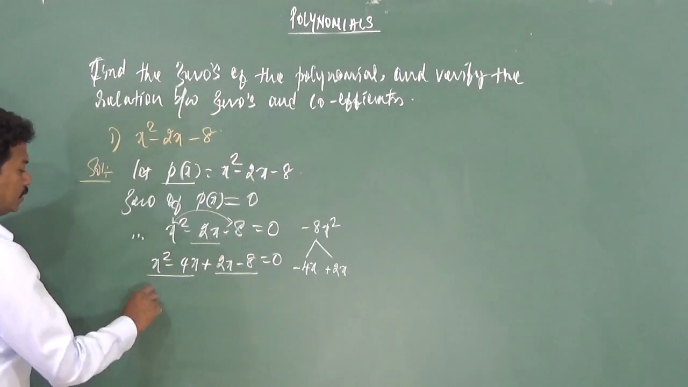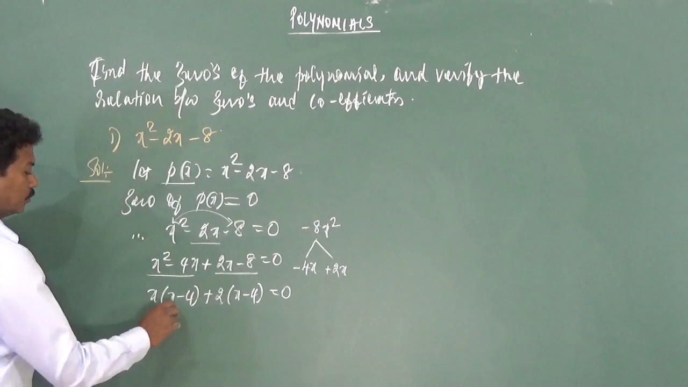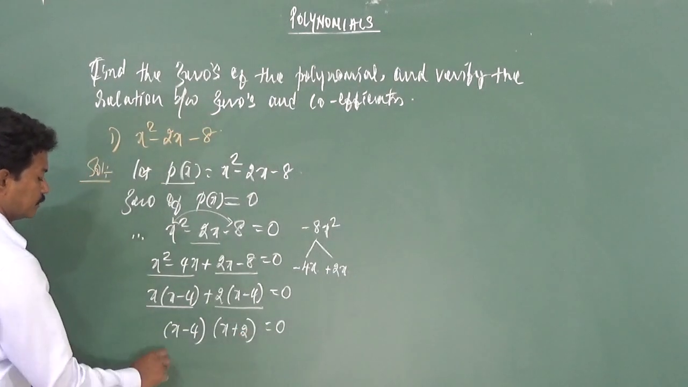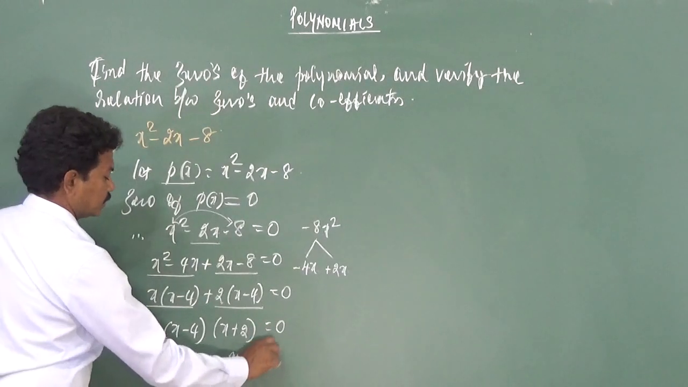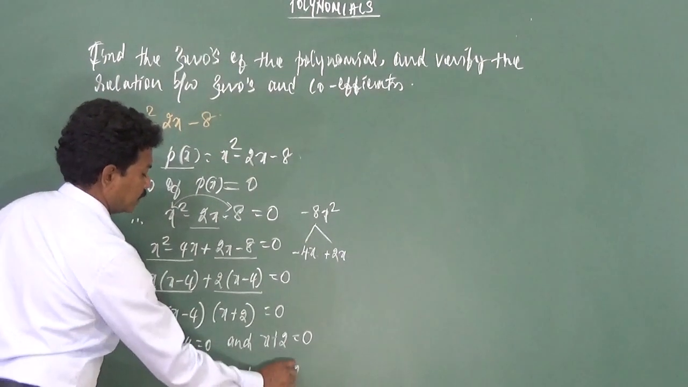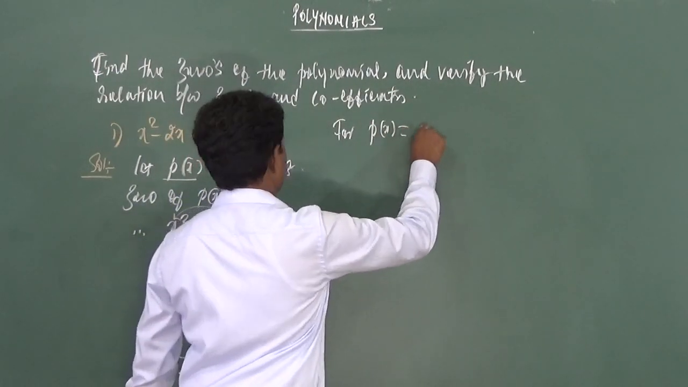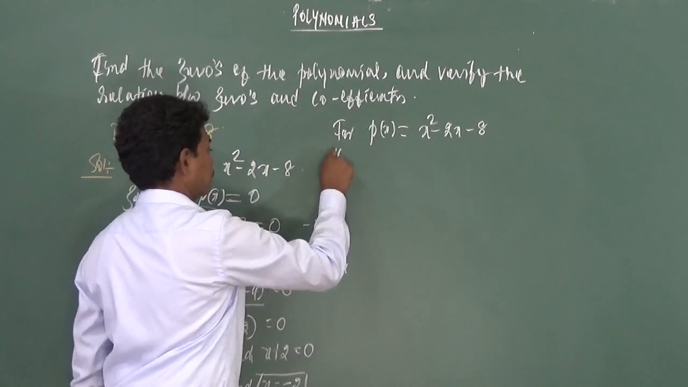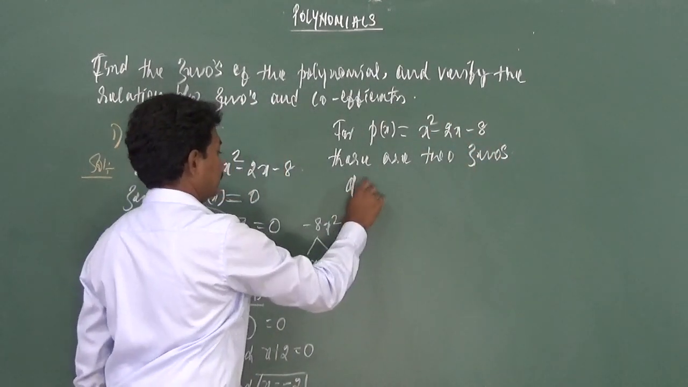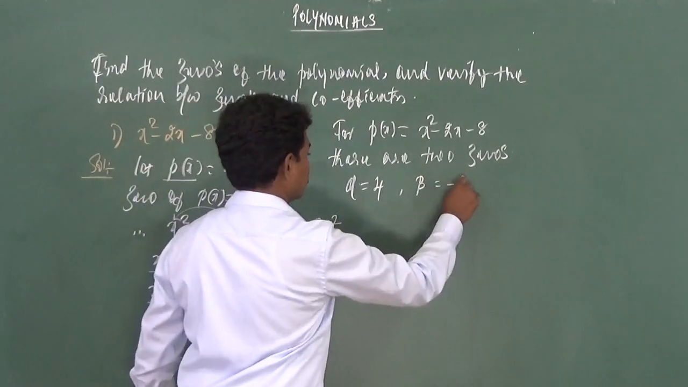So from the first two terms take x common, and from the last two terms take 2 common: x into x minus 4 plus 2 into x minus 4 is equal to 0. So here there are two terms. From these two terms you can take x minus 4 as common, and we are left with x plus 2 is equal to 0. So x minus 4 is equal to 0 and x plus 2 is equal to 0. These are the zeros of p of x equal to x square minus 2x minus 8. There are two zeros. So alpha is equal to 4, one of the zeros, and beta is equal to minus 2. So these are the two zeros.